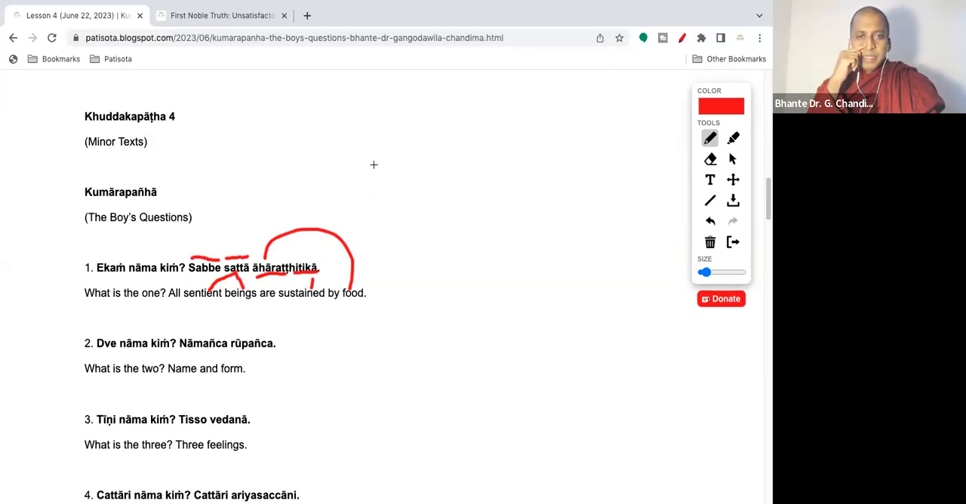All sentient beings are sustained. So that is number one. That means food is number one, right?